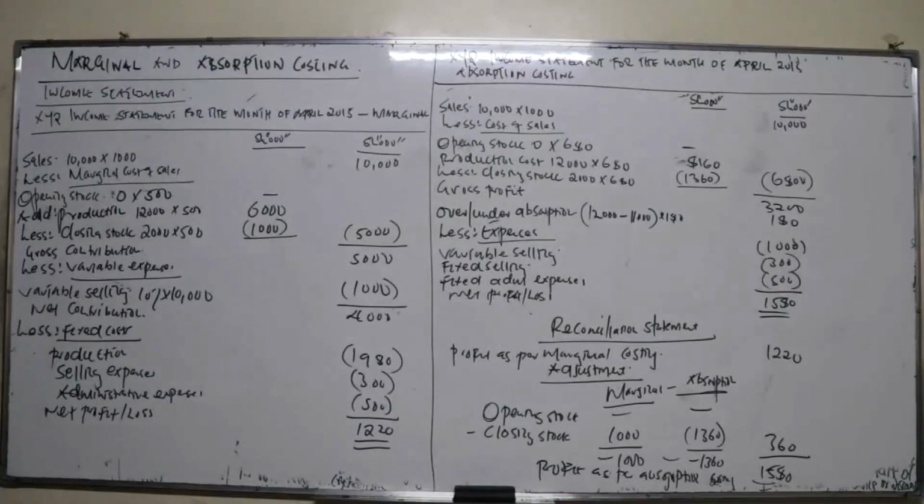Sure. Yeah, in this case we had 12,000 and 10. We take the closing stock, which is 2,000. Where is the 2,000? Yes, the 2,000. And then we multiply it by the fixed cost per unit, which is 180. That one will give you how much?